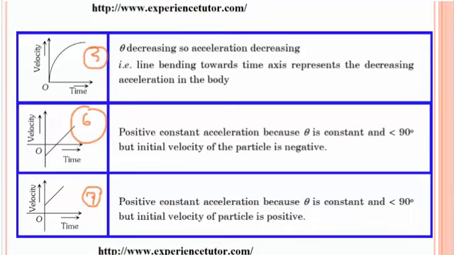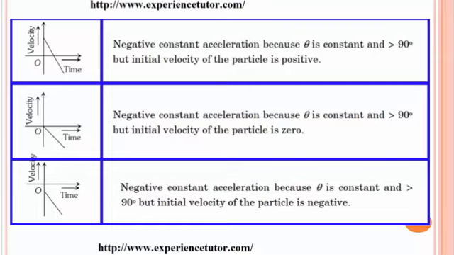In the next graph, we can see negative constant acceleration because theta is constant and greater than 90 degrees, but the initial velocity of the particle is positive. In the next graph, we can see negative constant acceleration because theta is constant and greater than 90 degrees, but the initial velocity of the particle is 0.